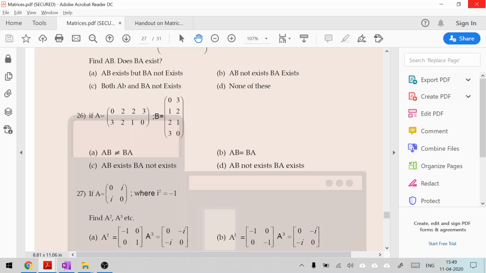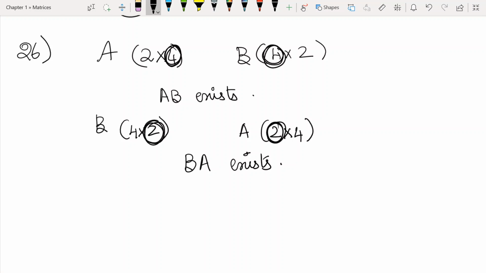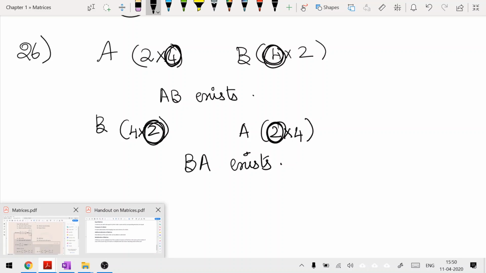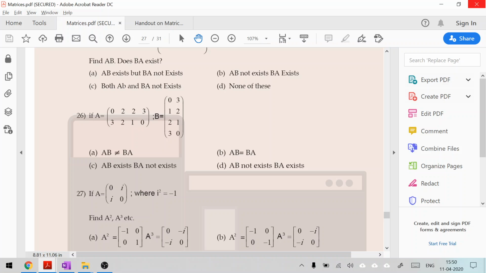We know that AB exists, BA not exists. Not true. AB not exists, BA exists. This is also not true. We know for sure, right? Now we know that these two are not true. We can eliminate these two options because we have done this calculation. But we can't yet find out whether AB is equal to BA. We can find out only if we know what the elements are.